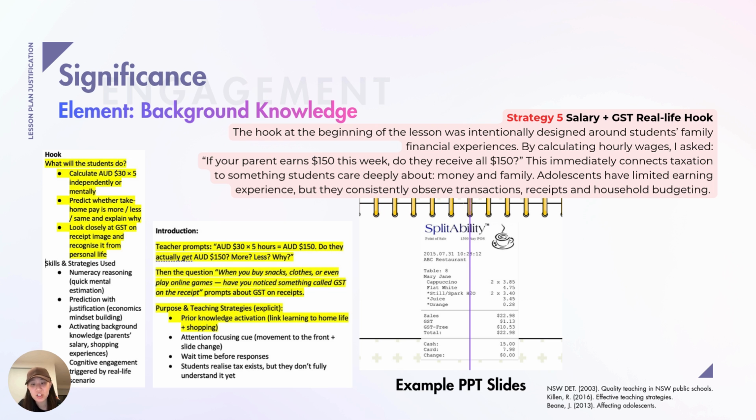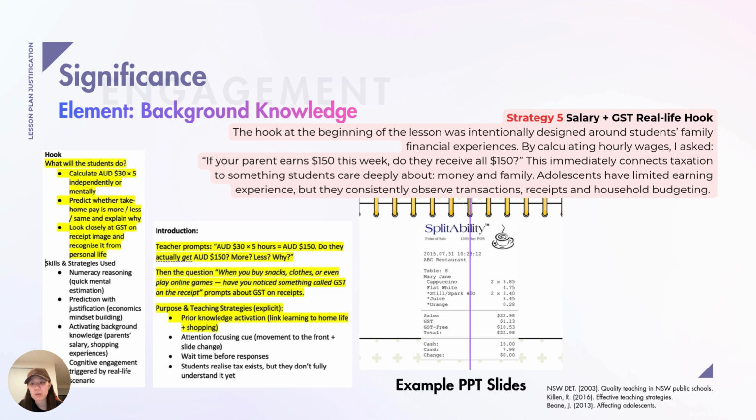So this strategy also builds conceptual readiness. Before students can understand tax fairness, progressive tax, or government services, they must grasp the idea that money flows from individuals to the government. So the hook positions the lesson as solving a real-life mystery. Where does the missing money go?